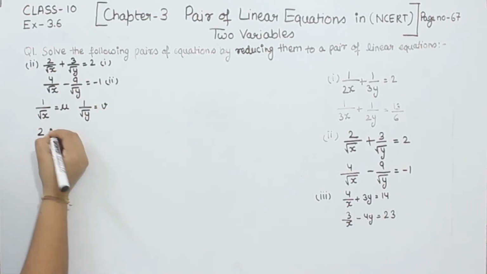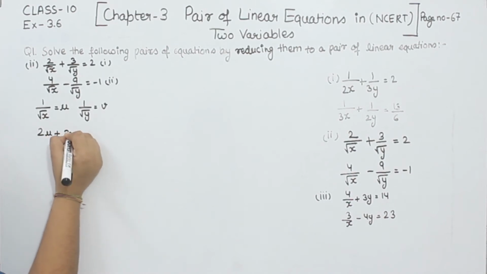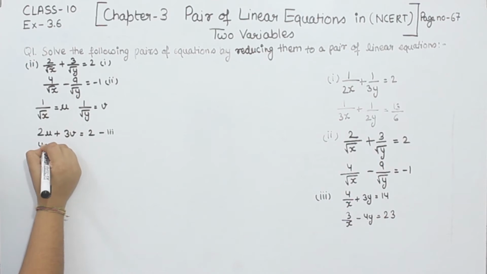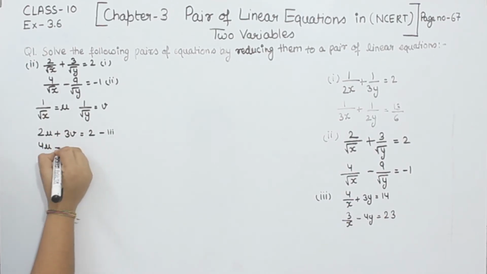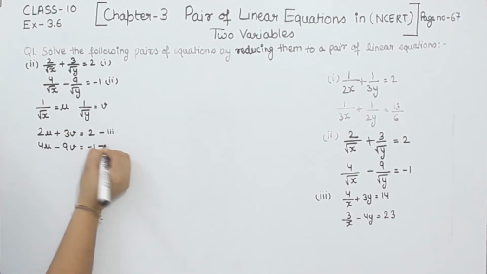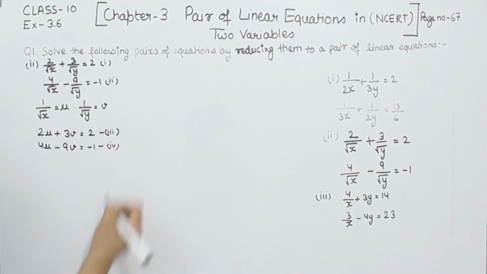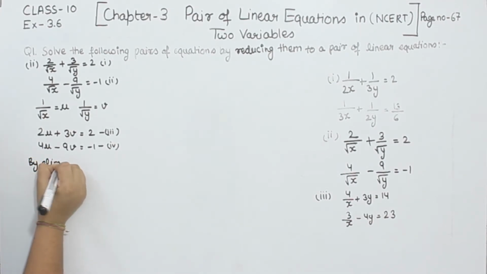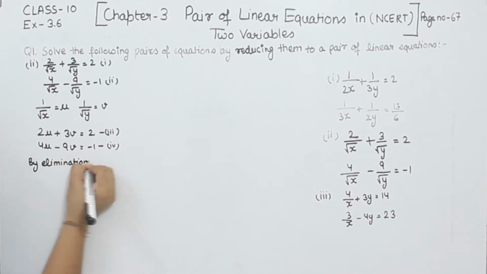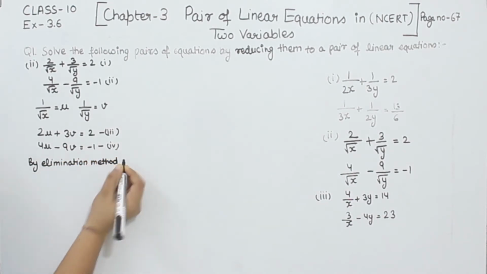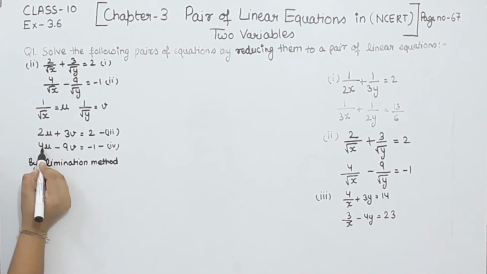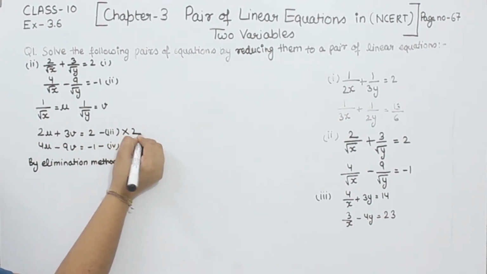So the equation we have is 2u + 3v = 2. This is equation number 3. Now here we have 4u - 9v = -1. This is equation number 4. Now we are going to solve this by the elimination method. For that I have to make the coefficient of u equal to 4, because here we have 4. So I am going to multiply this whole equation by 2.